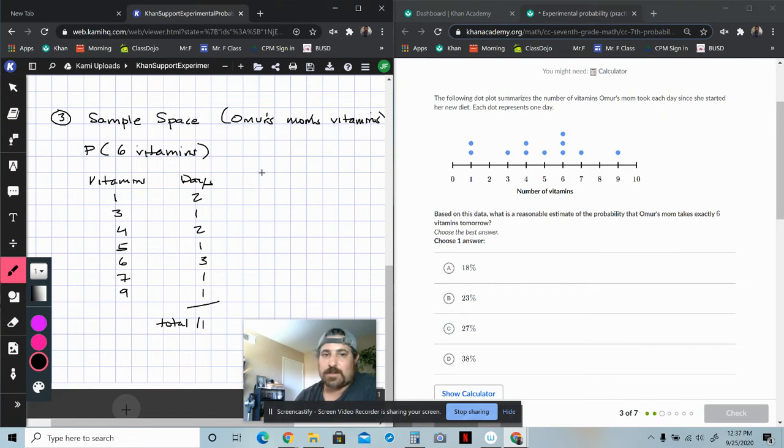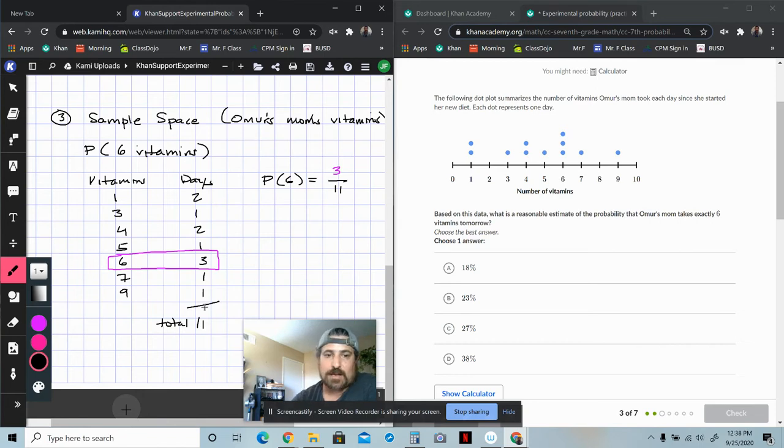So the probability that she's going to get 6 on the next day, based on what's happened previously, means that we're looking at this right here. Well, it happened 3 times previously out of 11, right? So that's our experimental probability, just 3 out of 11. 3 favorable out of the 11 possible. So that's going to be 3/11ths. That's how you do it. It's literally the number of days that 6 vitamins were taken, compared to the total number of days that's been collected.